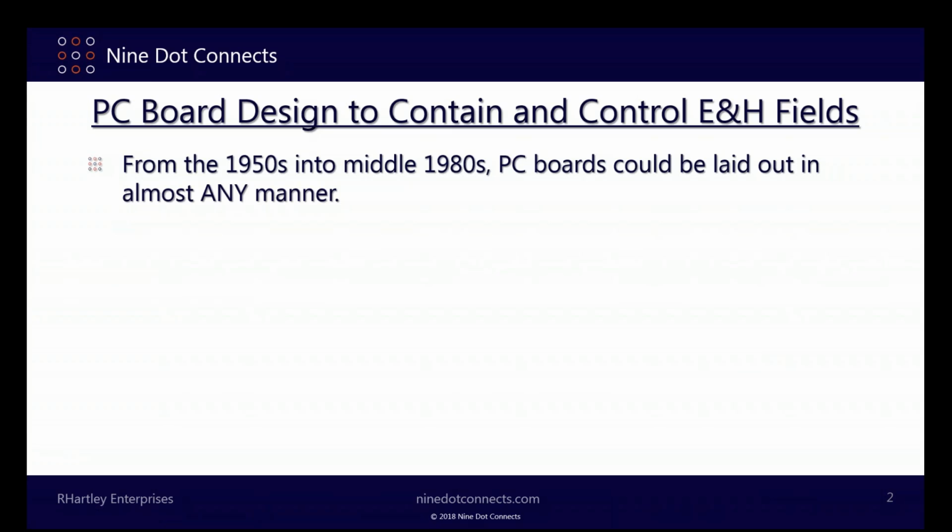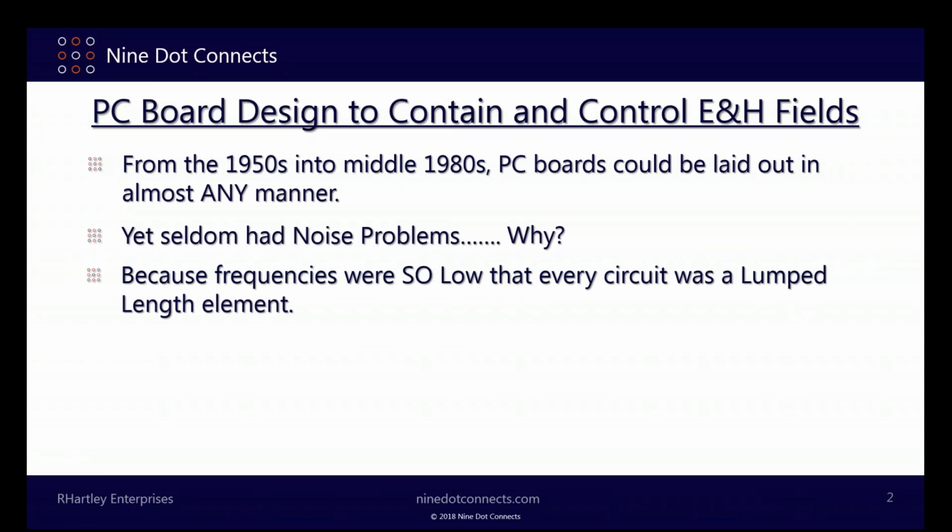Anyway, from the 1950s to the middle 1980s, PC boards could be laid out in any manner that we chose to do so. I mean, people did ridiculous things back then, and it truly was a connect-the-dots arrangement. As long as you had no shorts or opens, everything was going to work, and that's basically how it was. The reason is very simple.